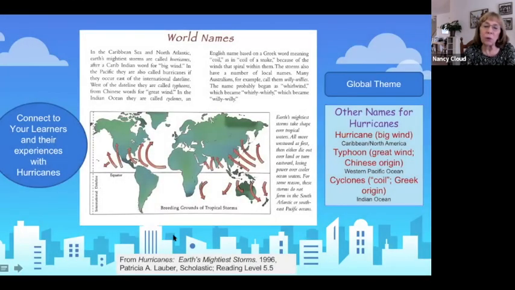And I also could use other books for maps and things like this that would give them information about how did these names come to be? Why do we call it different things in different parts of the world? What are the meanings of this? And it's another chance to learn to read visuals like maps and to think about the direction of the storms above and below the equator and so forth. But I want to connect all of my learners and their experiences with hurricanes.